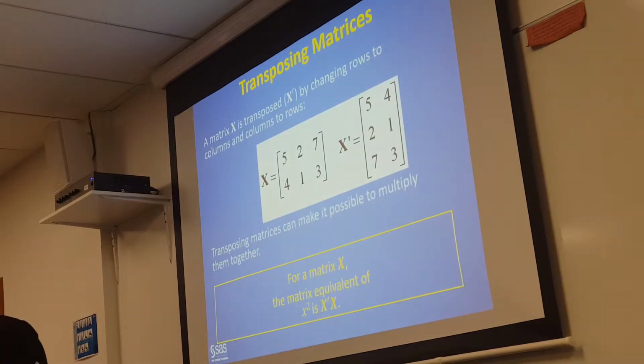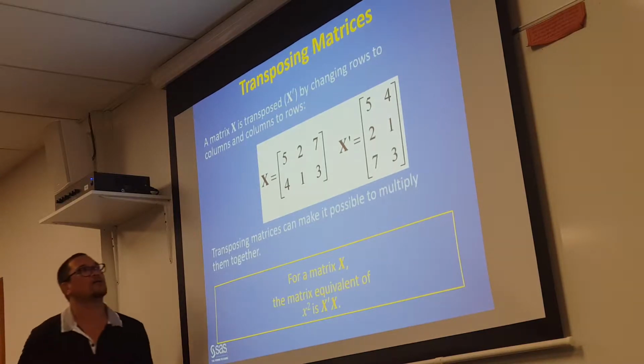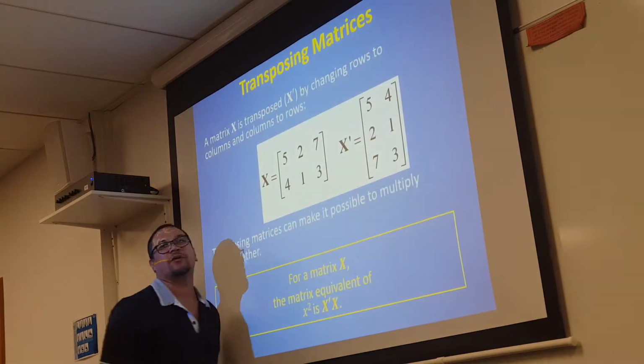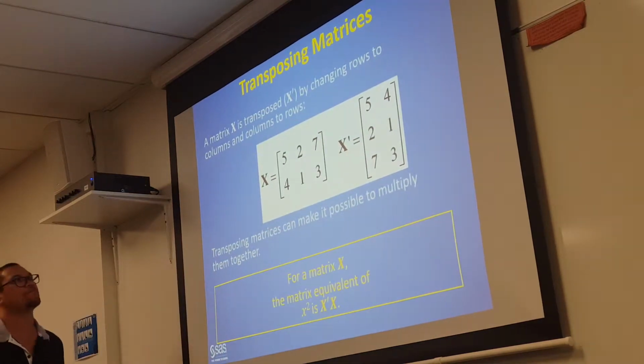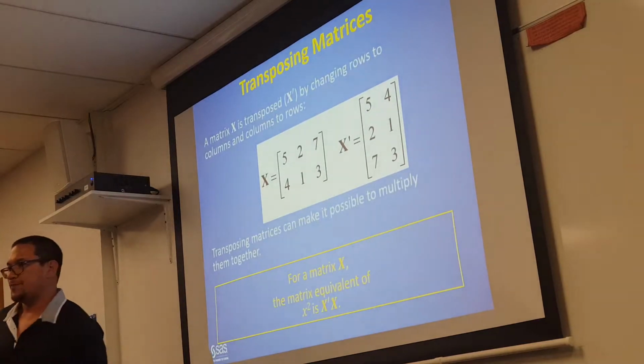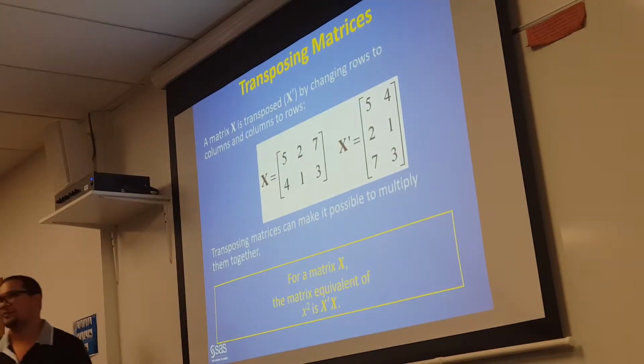Right, so the transpose, which I've already referred to, simply is when I switch the rows and the columns around. All right, so here I've got a 2 by 3 matrix, right? I transpose it and I end up with a 3 by 2 matrix. Right? So if you transpose a matrix, you can make it possible to multiply them together.